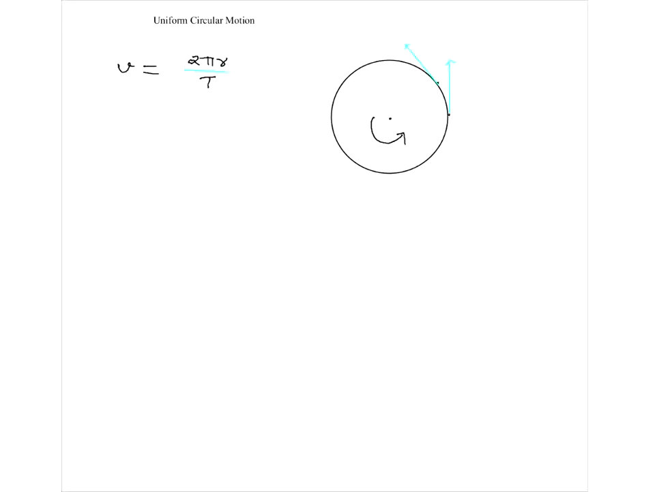In case of uniform circular motion, acceleration is given by v square by r. It is also called centripetal acceleration. Why centripetal? Because it is towards the center. You don't have to worry at this stage about centripetal acceleration too much.